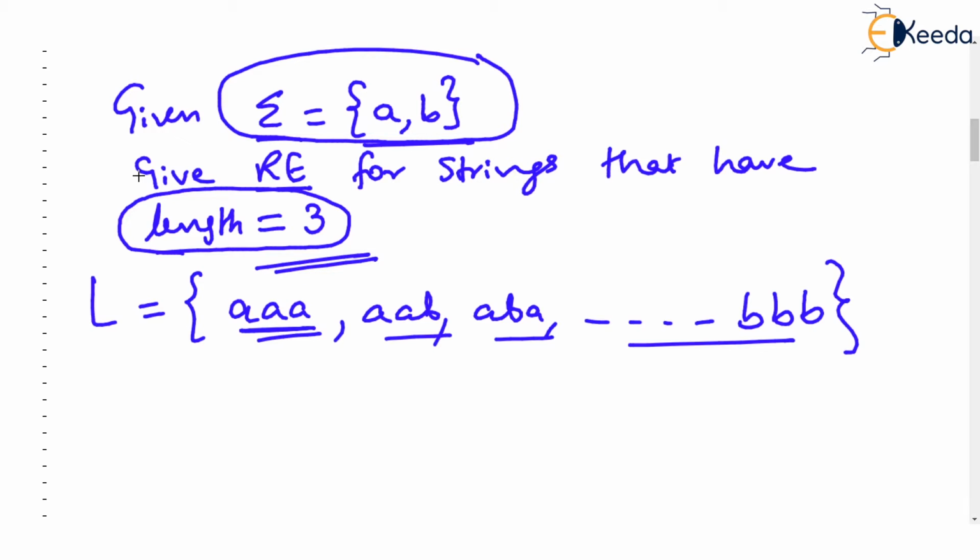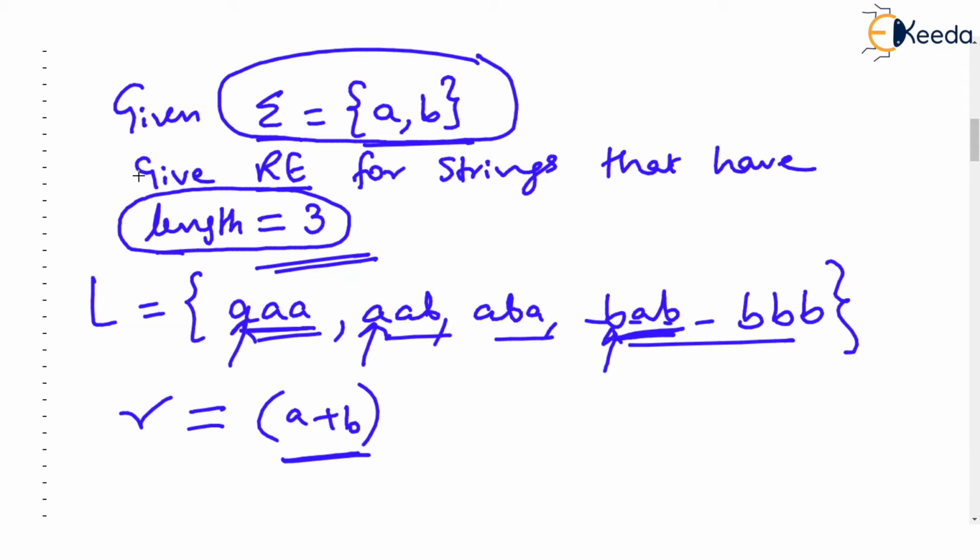How can you think over this? Just see the first letter of the string. Let's take another string, BAB. This is also a valid string. The first letter of our string can be A or B. This is for only the first letter I am writing, so I am not writing closure over there. If I write closure, then it will mean any number of A and B. But I want to only talk about the first letter can be A or B.